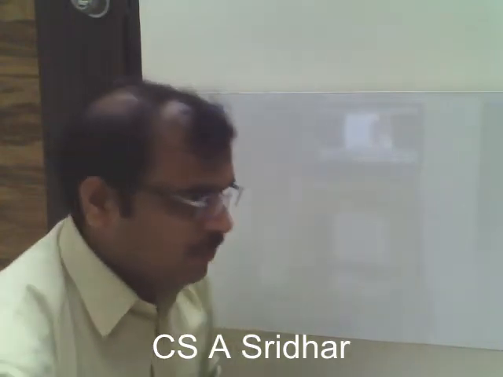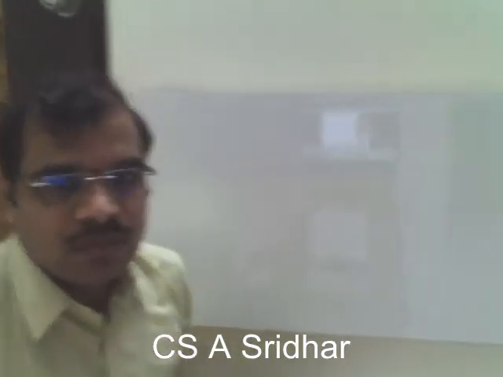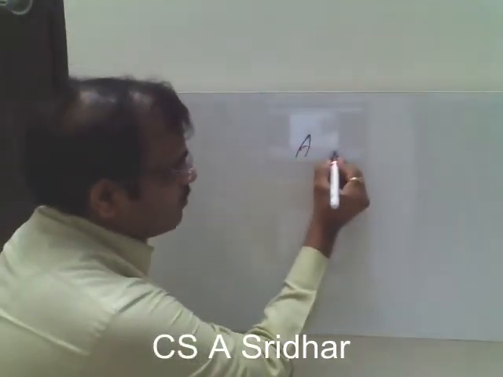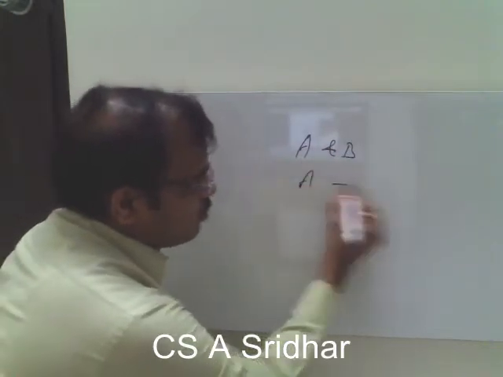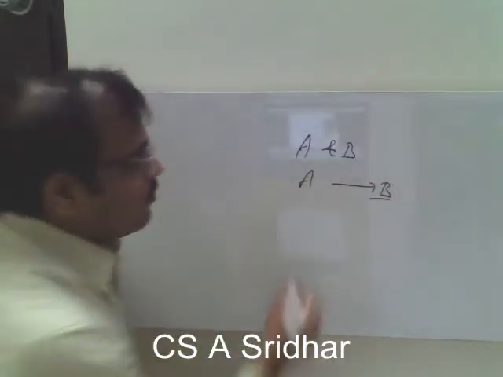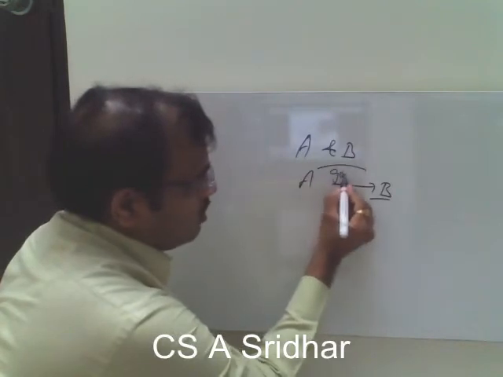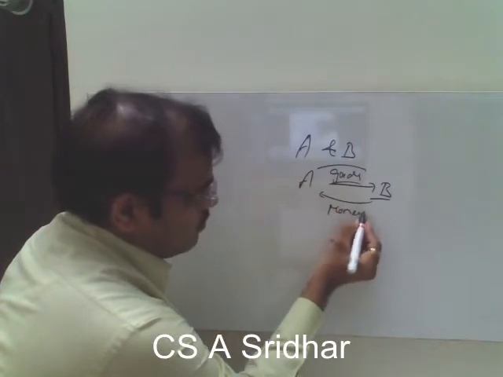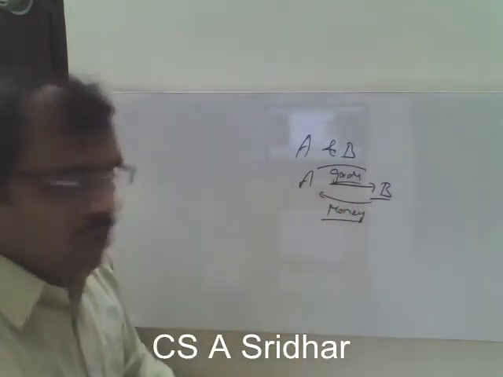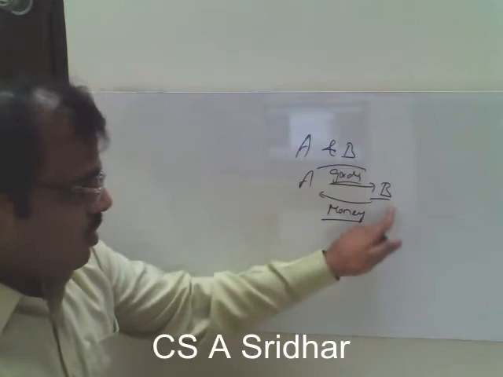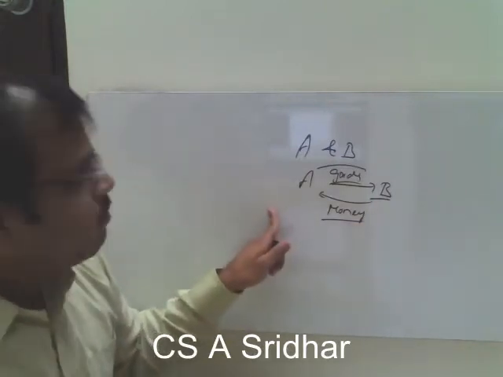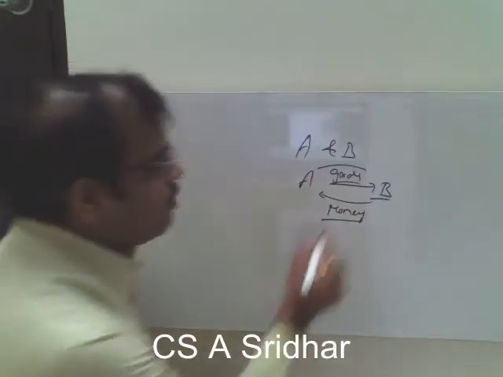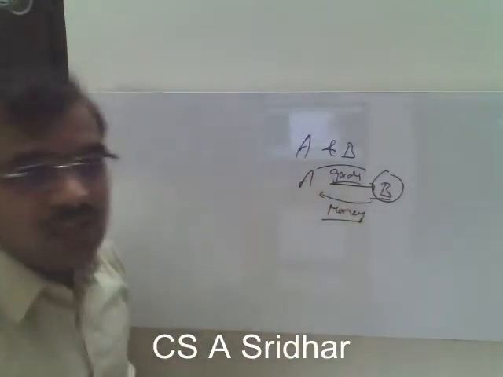Now let us try to understand. Suppose, take the example. If there is a trade between A and B, A delivers some goods to B. Goods are delivered and B has to make the payment. So here A delivered the goods, B shall make the payment to A. Who is liable to make the payment here? B is liable to make the payment to A.